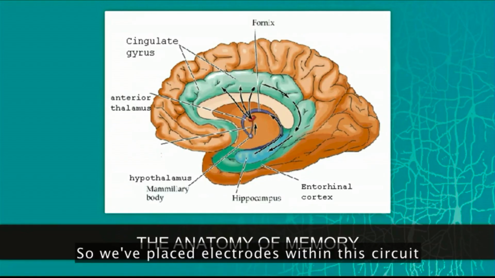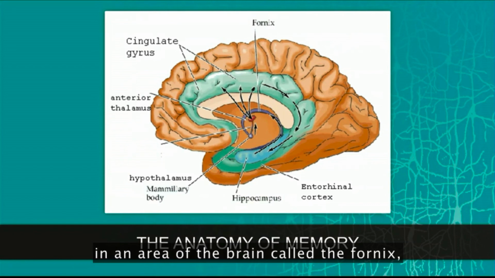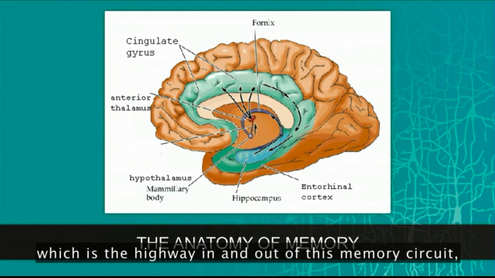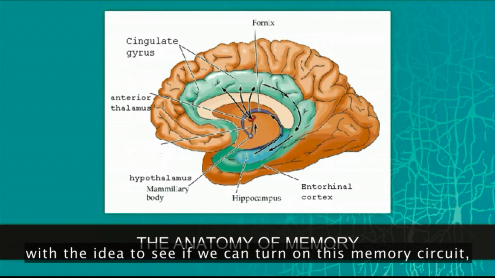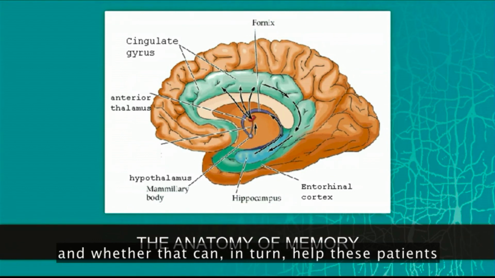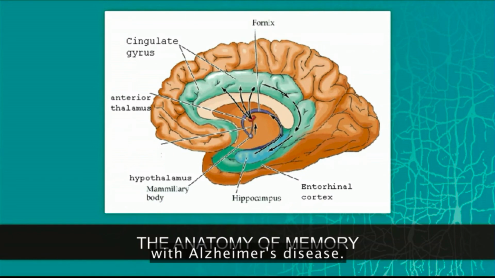So we've placed electrodes within this circuit in an area of the brain called the fornix, which is the highway in and out of this memory circuit, with the idea to see if we can turn on this memory circuit and whether that can in turn help these patients with Alzheimer's disease.